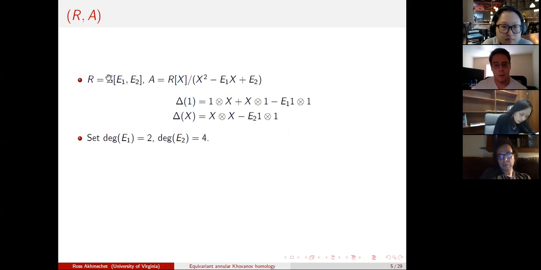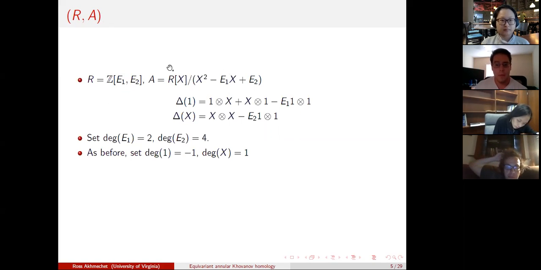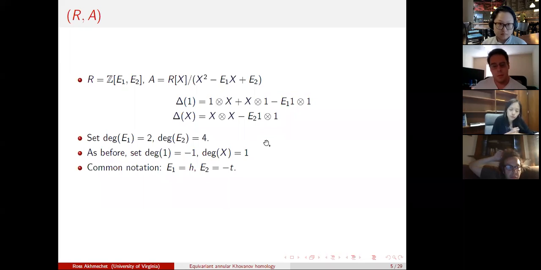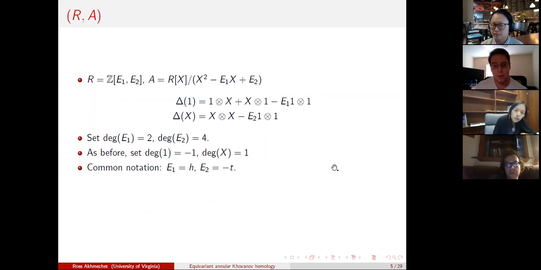Here the ground ring is going to have some non-trivial grading. E1 is going to be degree 2, and E2 is going to be degree 4 in the ground ring. And as before, A is free over R with this basis 1 and X, and here are the quantum gradings of those. In some other literature, maybe this is more familiar notation, with E1 being lowercase h and E2 being t or negative t, with the defining relation like x squared equals hx plus t. Maybe this is more familiar, and I'll explain why this E1 and E2 is more natural here.